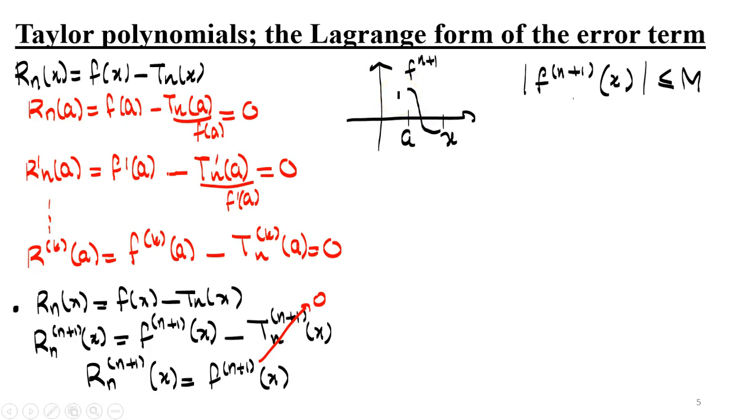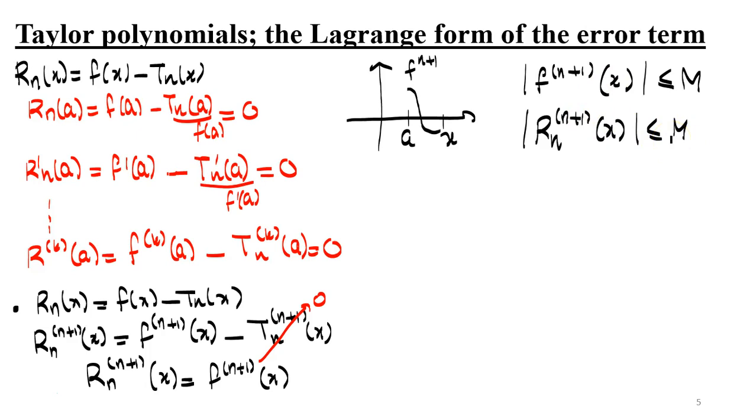So now going back to our error term, we have that the derivative of order n plus 1 of R of x is equal to the derivative of order n plus 1 of f of x. Having the derivative of order n plus 1 of f, we know that it is in fact equal to the derivative of the remainder of the Taylor polynomial of order n plus 1. So we can just make the substitution.